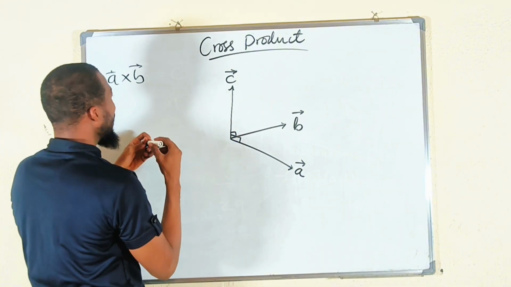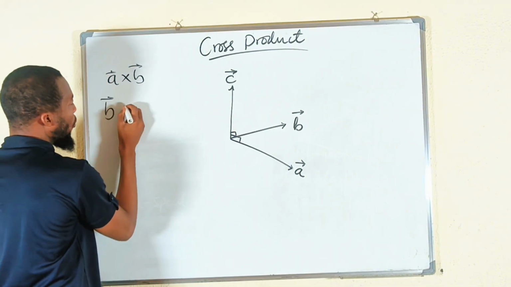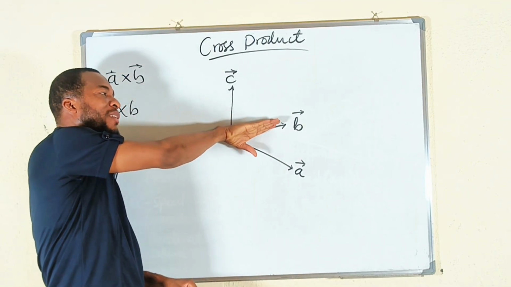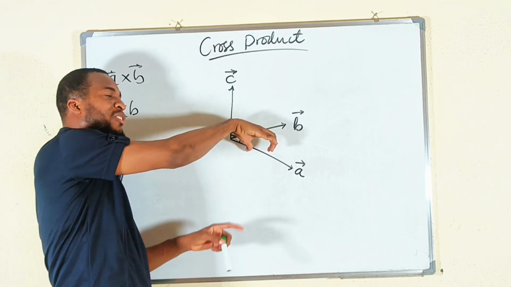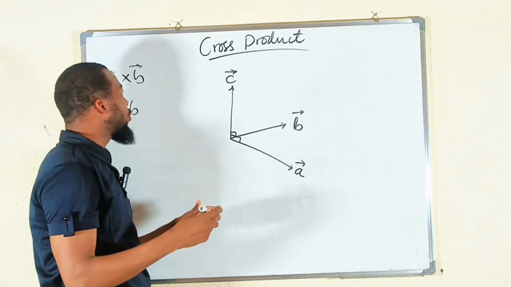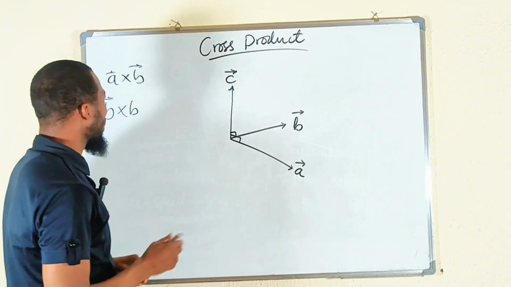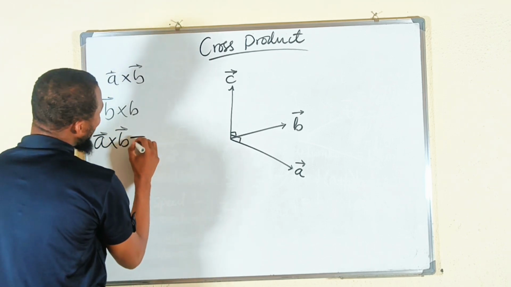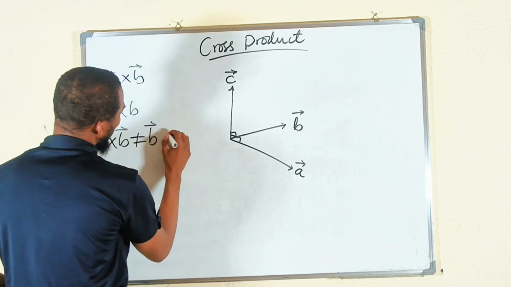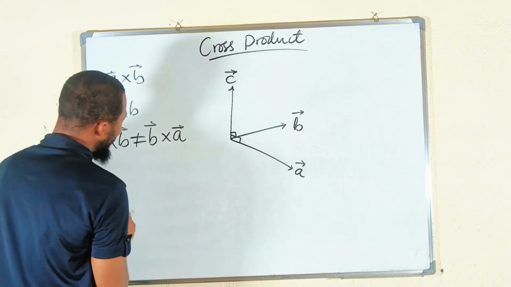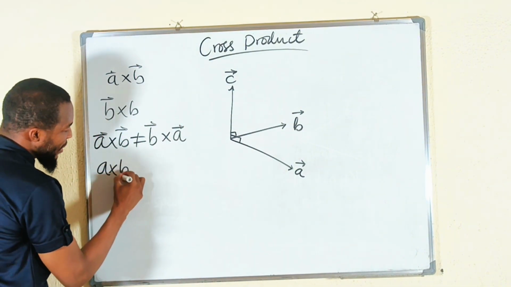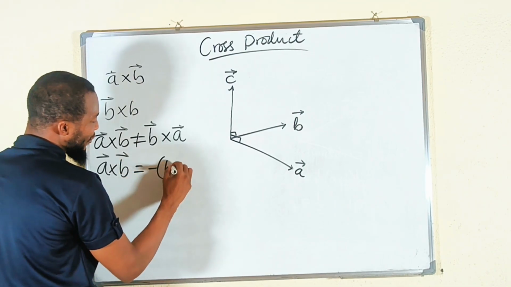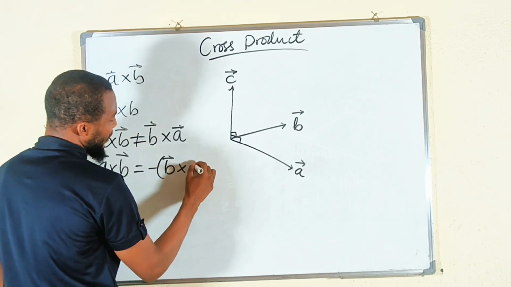But what about if you want to cross B with A? So can you see that you have to make it like this, then you fold it towards A, but the thumb is now inside the board, which is going to be the opposite of the previous one. So A cross B is never equal to B cross A. But A cross B is equal to the negative version of B cross A.